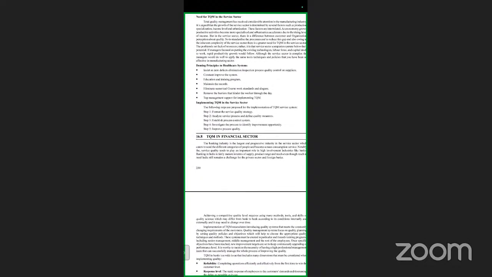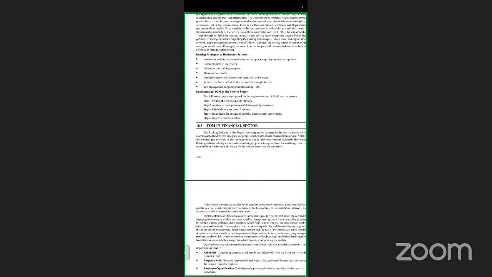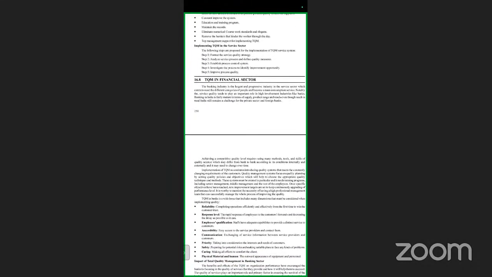So top management support is needed for implementing TQM. Implementing TQM in the service sector: formulate a service quality strategy, analyze the service process, define quality measures, establish a process control system, investigate the process, identify improvement opportunities, and improve the quality process.